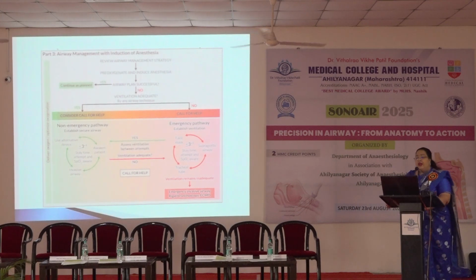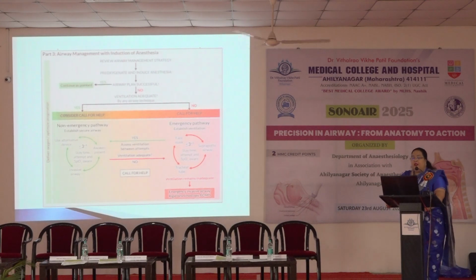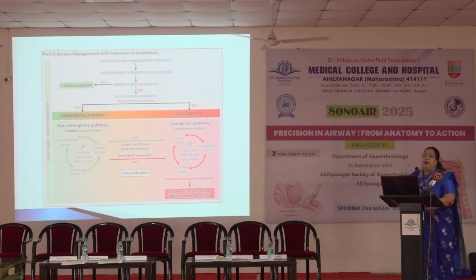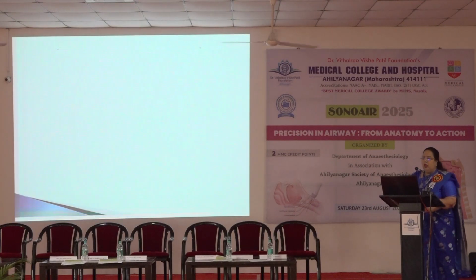If there is no ventilation, you will have to declare the emergency pathway, and here you will try again for face mask ventilation, at least by using 2 provider methods. You can use an adjunct for face mask ventilation. If that is not possible, go for supraglottic airway device. If still it is not possible, you will have to go for FONA, or you can do a rigid bronchoscopy, or you have to go for ECMO.